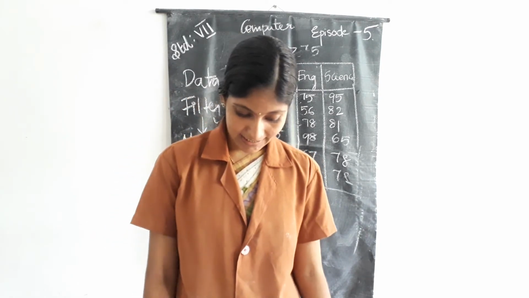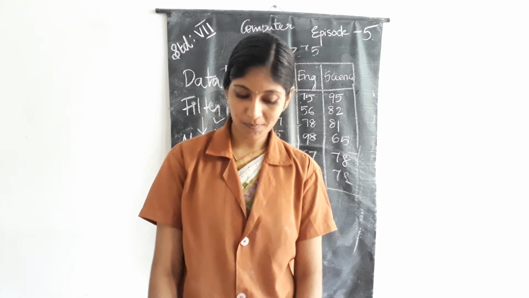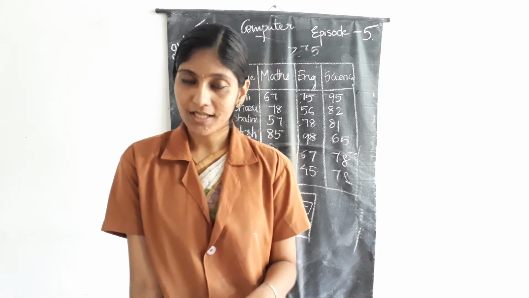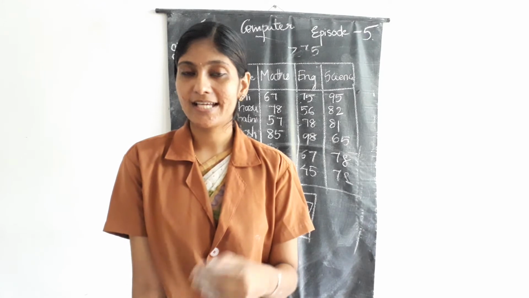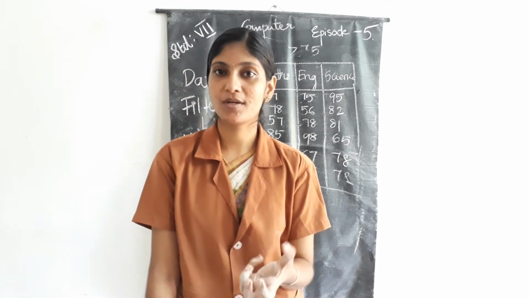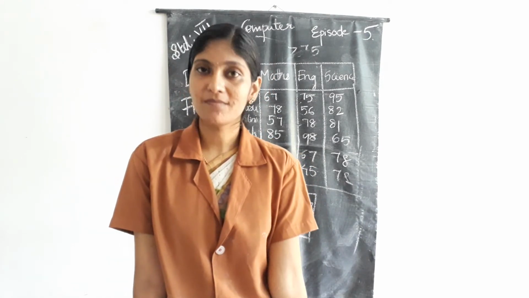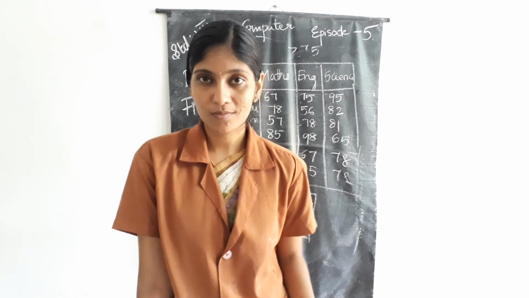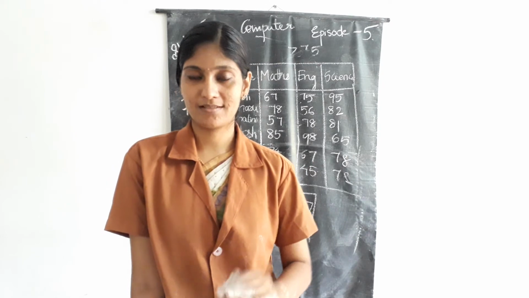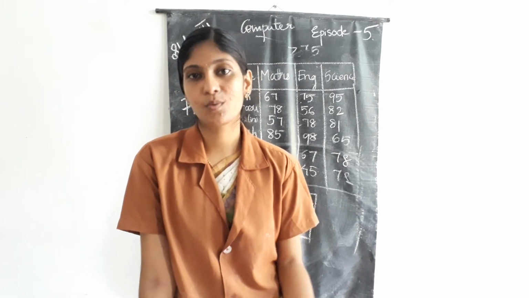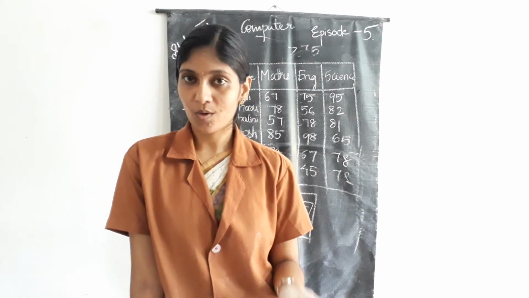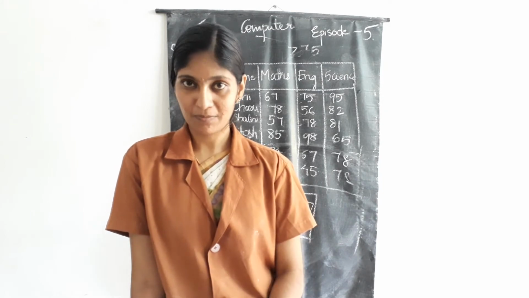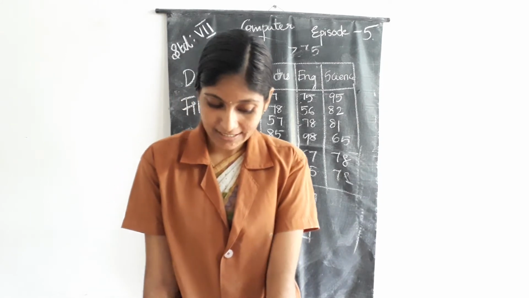And next is conditional formatting. Conditional formatting means highlighting the data based on a condition. That means we have to highlight the students. For example, in the same question, to find the list of students who have scored more than 75 in English subject, we can highlight the students or marks who scored more than 75. So that is conditional formatting.